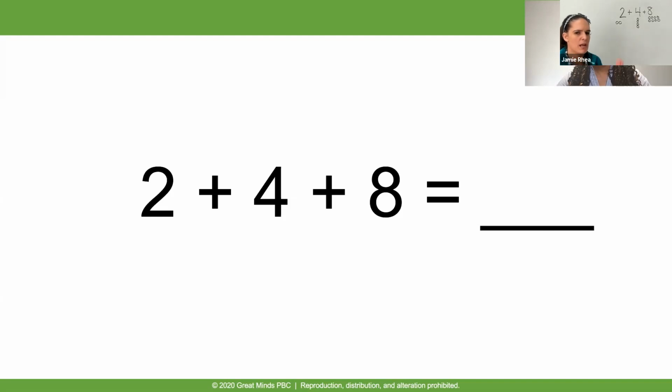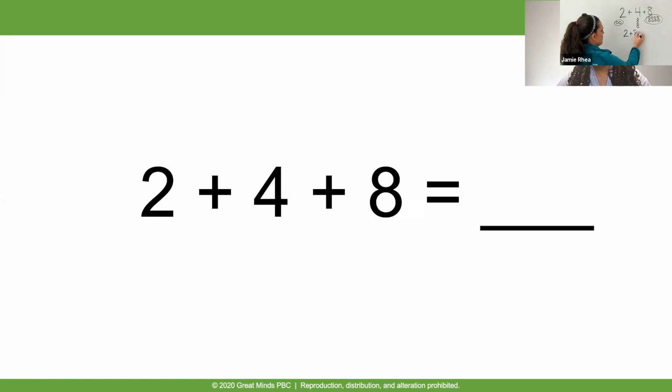8 and 4 more. 8, 9, 10, 11, 12. Ooh, that's too high. 8, 9, 10, 2. So we're going to circle our 2 and our 8, because those make 10. So now I'm going to write a new number sentence.